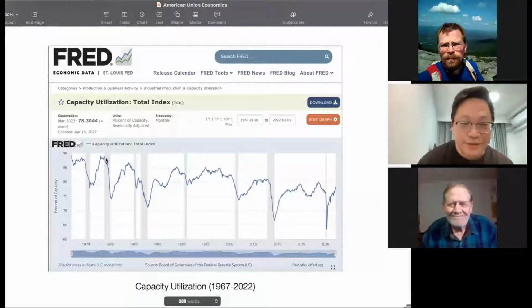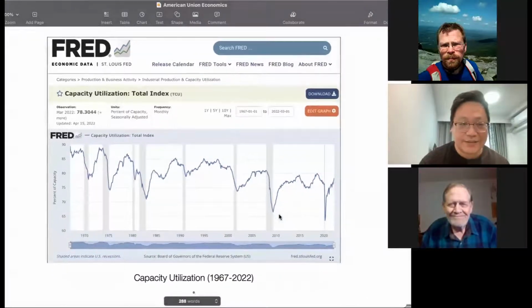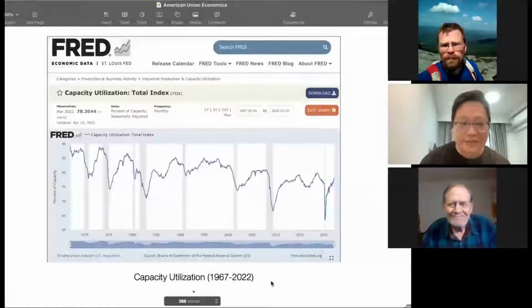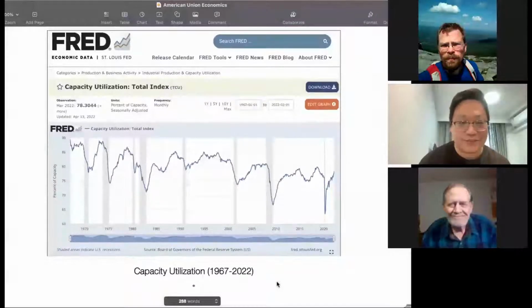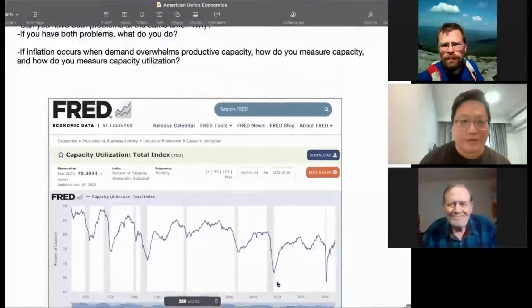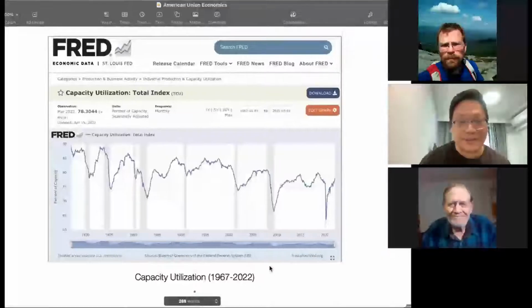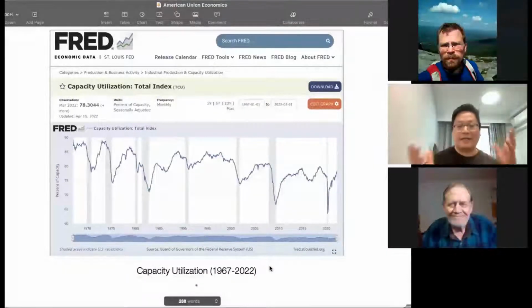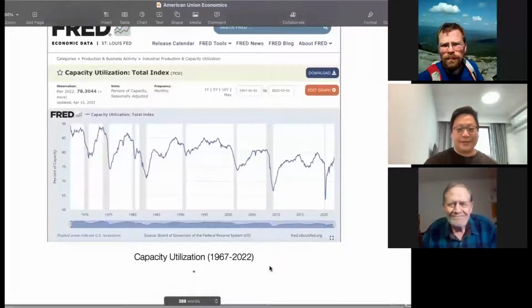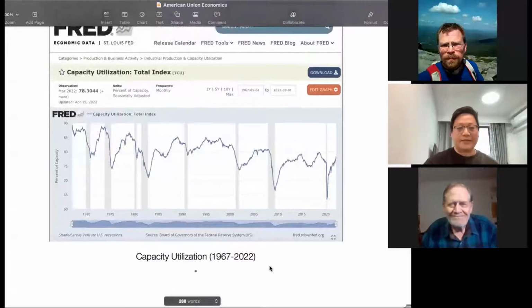Louis Federal Reserve, it is currently at 78%. So this is capacity utilization from 1967 to 2022. I would argue that this is a good indicator for how well utilized the entire economy is in general. And I would point out an interesting trend, which is if you look at this period from 1967 to 2022, it's quite evident that there is a long-term downtrend here.